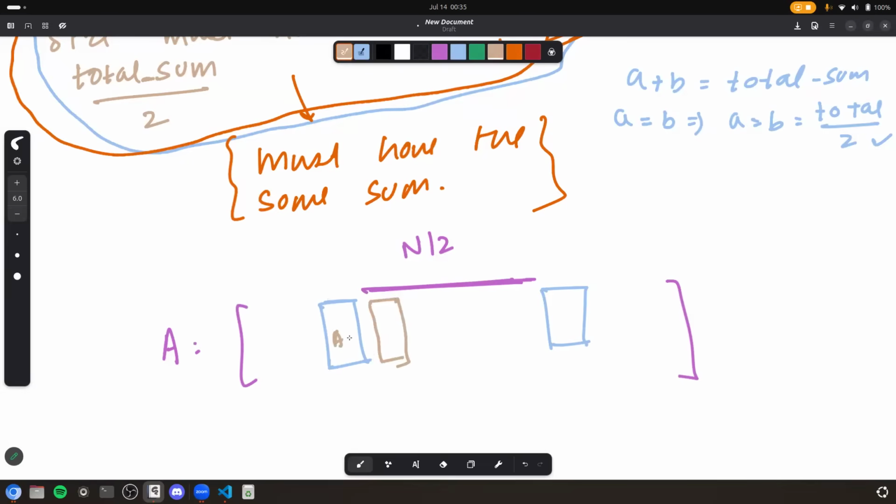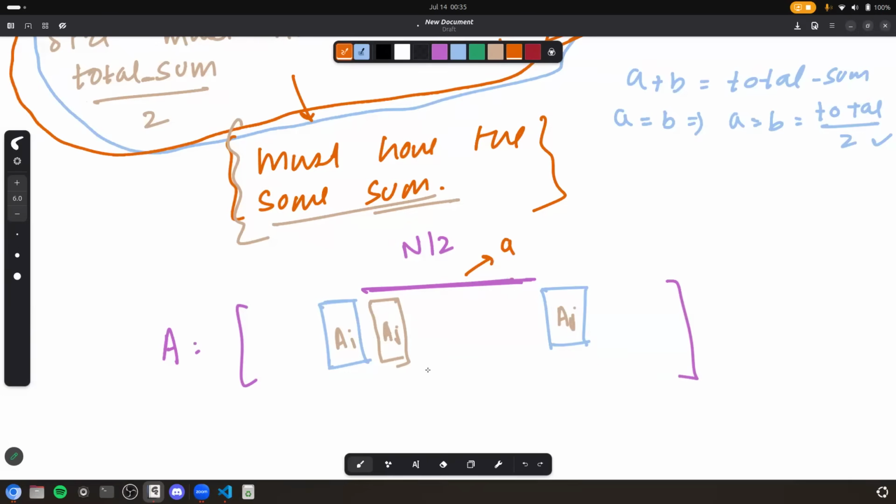Let's call this A1. No, not A1 actually. AI, AJ, AK. So since all the subarrays of n by 2 size must have the same sum, right? Since all should have the same sum. So if I am saying that this subarray has sum A, then this subarray must also have sum A.